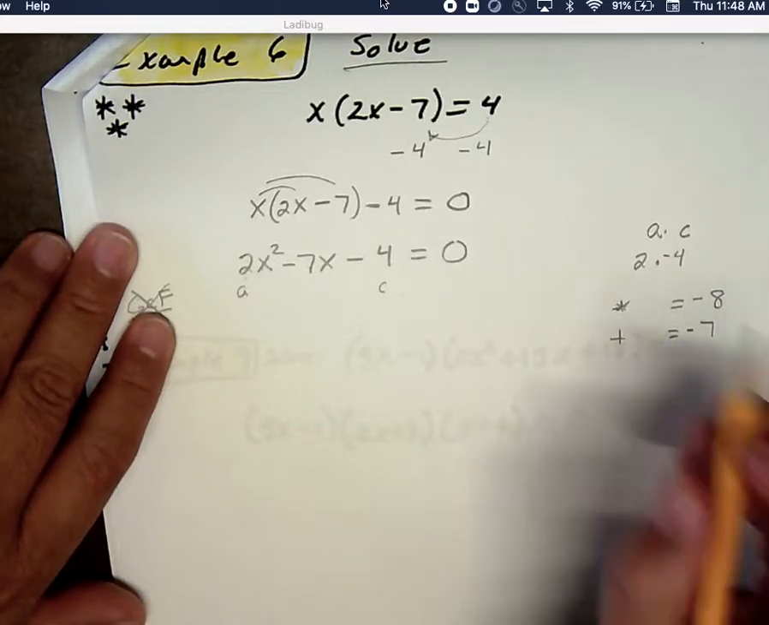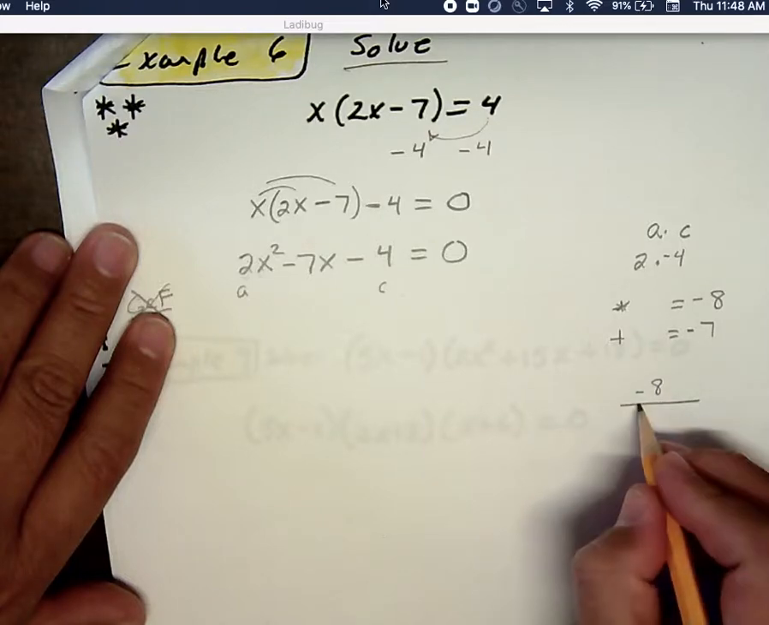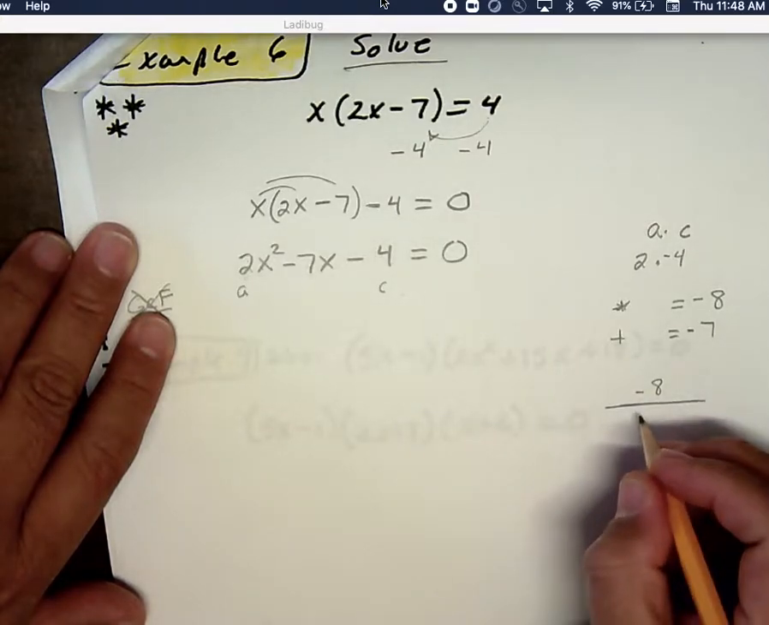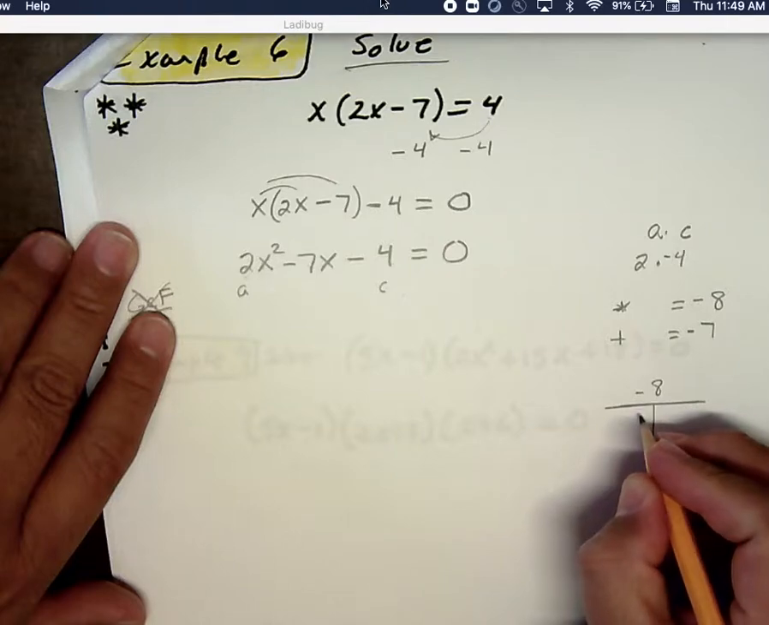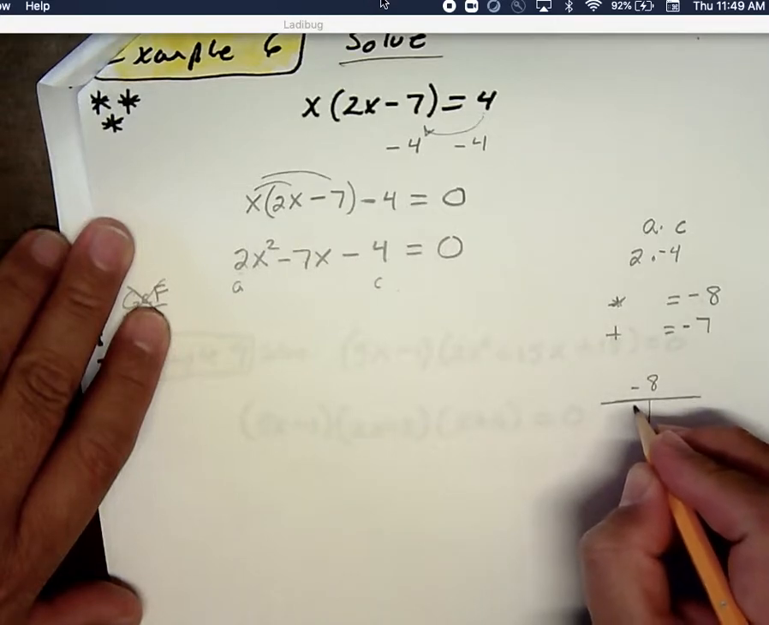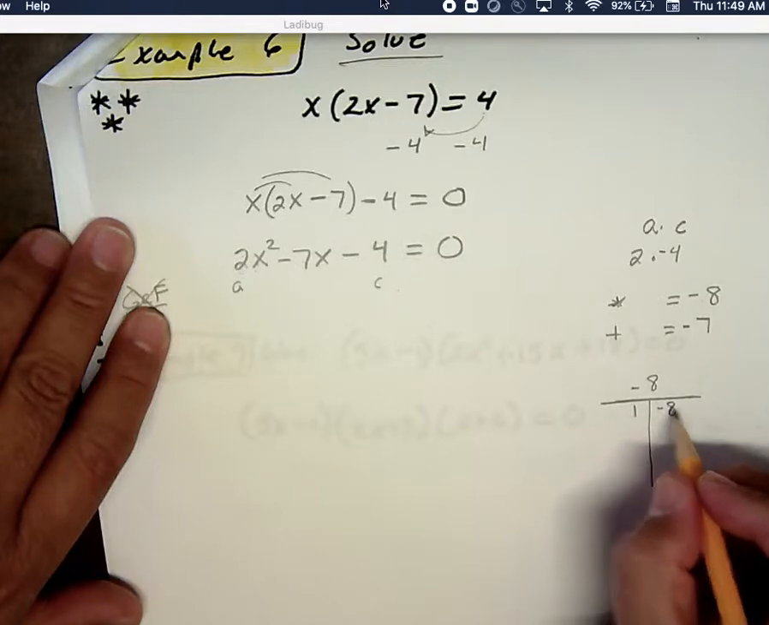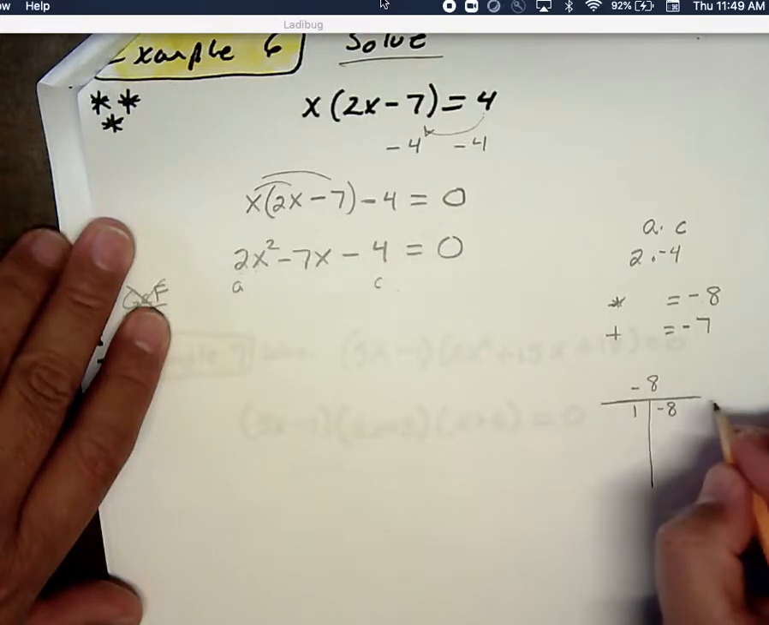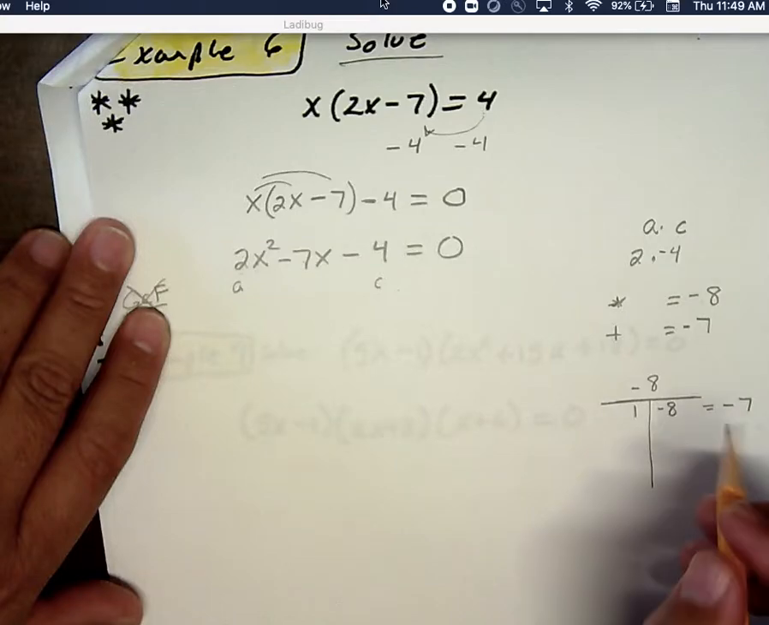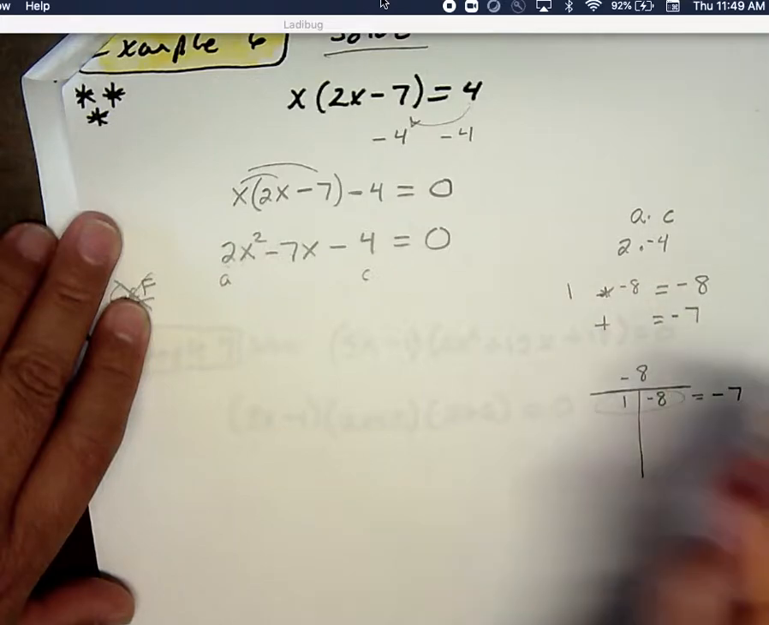So let's do that. You're going to have to put negative 8 here. And then let's find the factors. We need to get a negative, so the bigger number has to be the negative. So I'm going to start with 1 times negative 8. So 1 times negative 8 gives you negative 8. When you add them, it gives you negative 7. So that's the numbers that we're going to use. So 1 and negative 8.